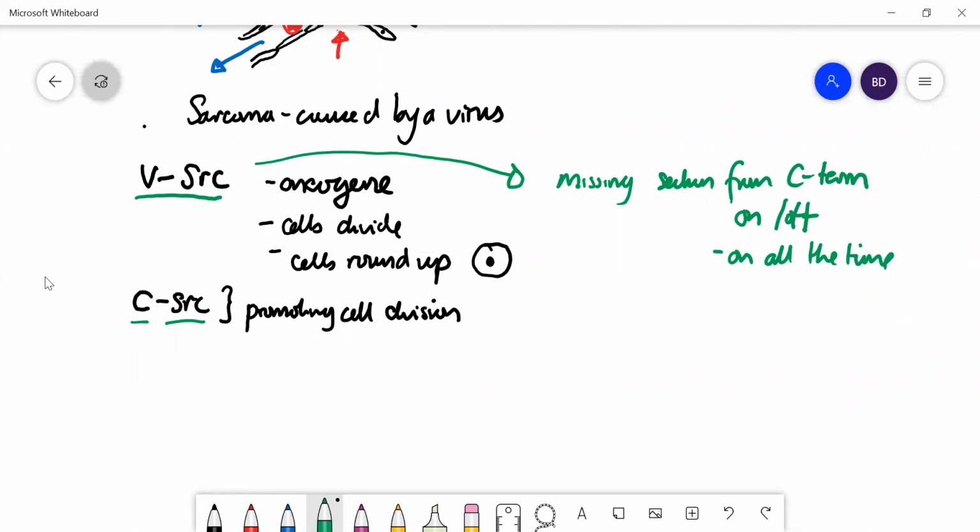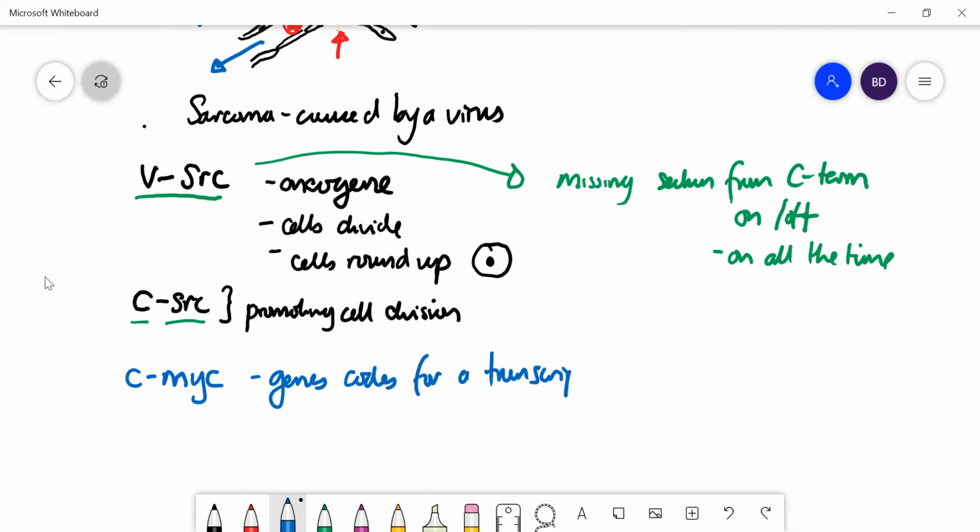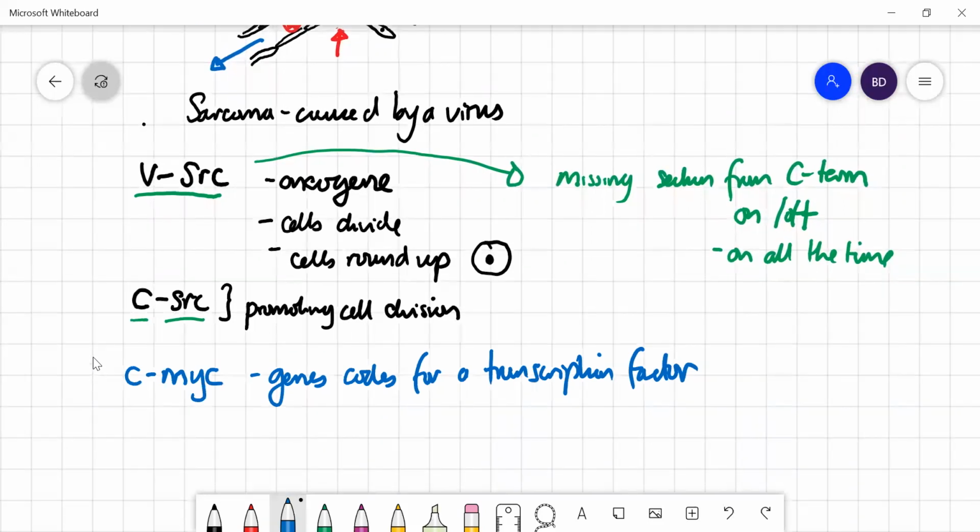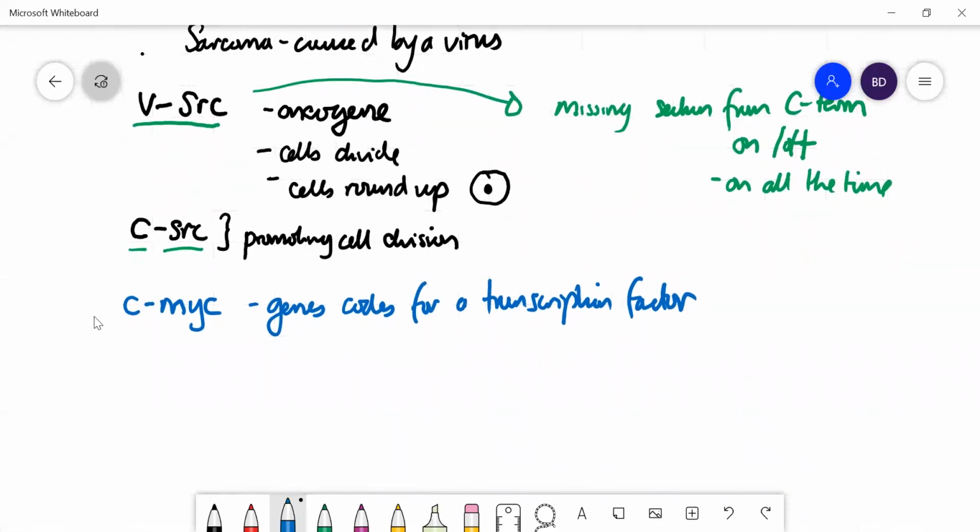Let's look at a different one this time. This one is called c-myc. Now, c-myc is a gene that codes for a transcription factor. And a transcription factor, as you'll see in another earlier video, switches on a gene. It makes RNA polymerase bind to it and makes RNA from it.